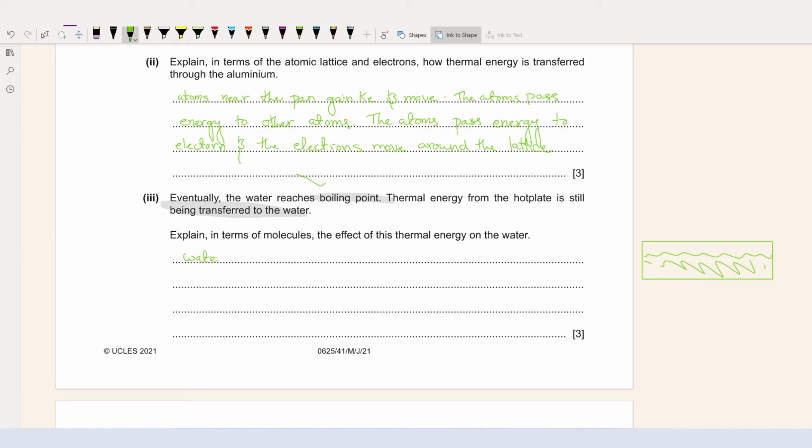Water molecules will gain energy and break bonds between the molecules. Then the molecules will escape as water vapor. Therefore, they have gained potential energy. Therefore, they gain potential energy.